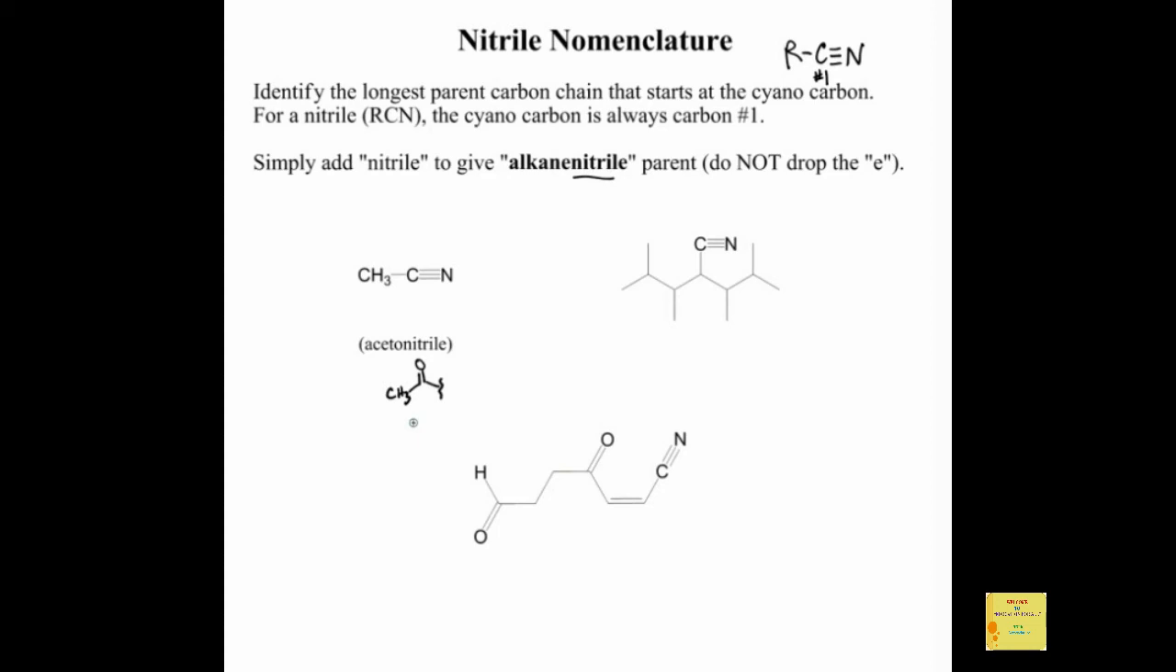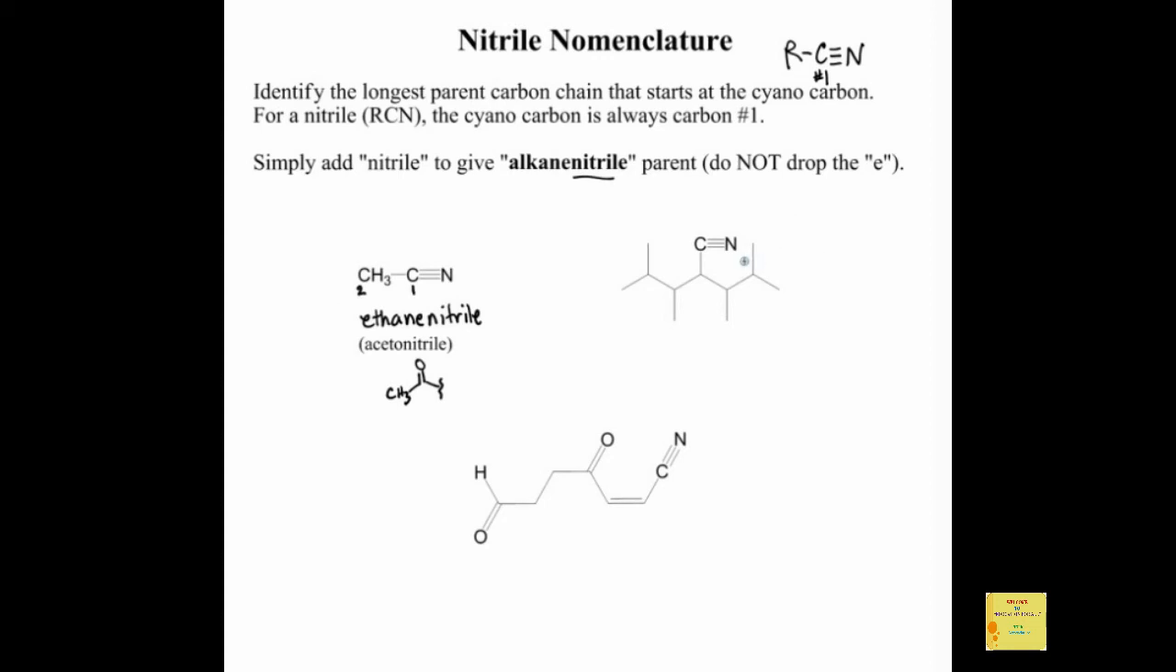Okay, but what would the IUPAC name be for acetonitrile? Well, our longest carbon chain is right here. It's just a 2-carbon chain, and so that's an ethane derivative. So it's called ethane nitrile, and that's it. You just add the word nitrile to the end, ethane nitrile. Notice that the cyano group is part of the carbon chain.